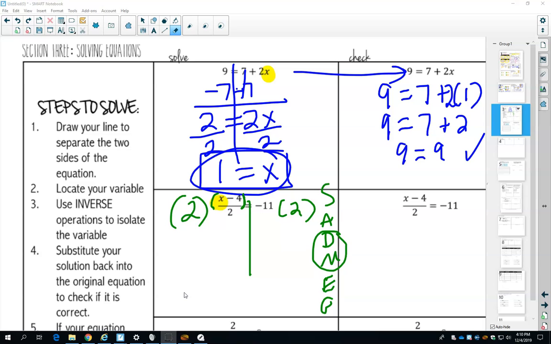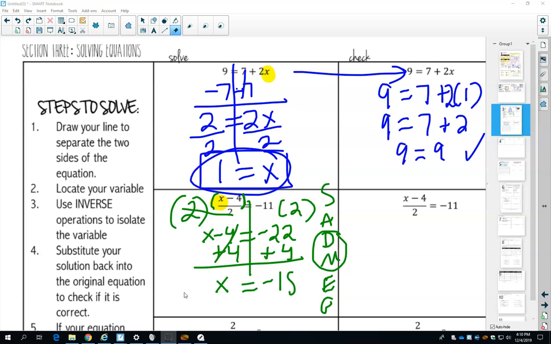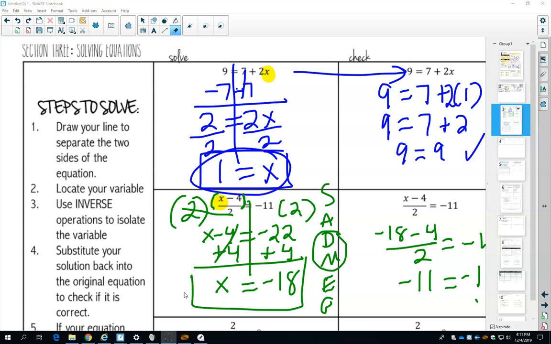All right, so we are going to multiply both sides by 2. We have x minus 4 equals -22. We're going to add 4 to both sides, and this cancels out, and x is equal to -18. We're going to put -18 here in our check and see if that's -11. And if I put that into Desmos, -18 minus 4 divided by 2 is -11. So -11 is equal to -11.